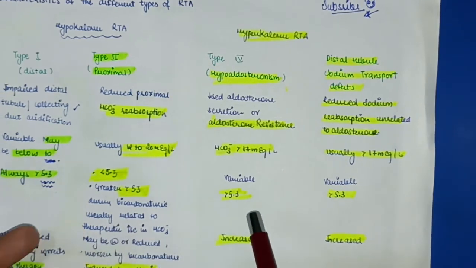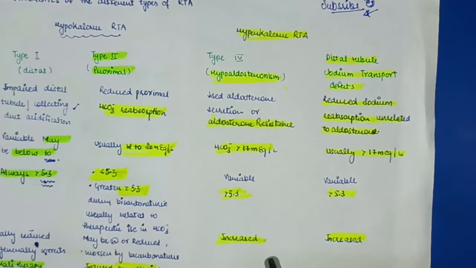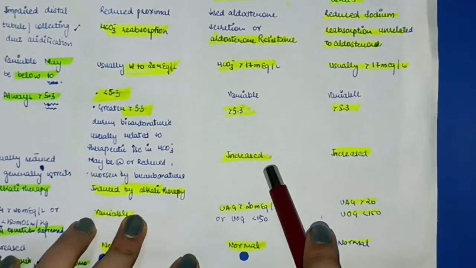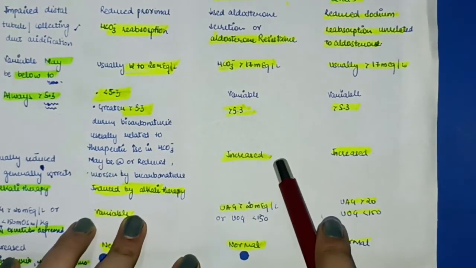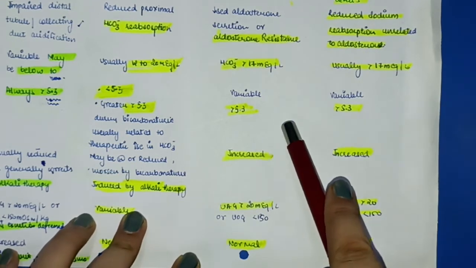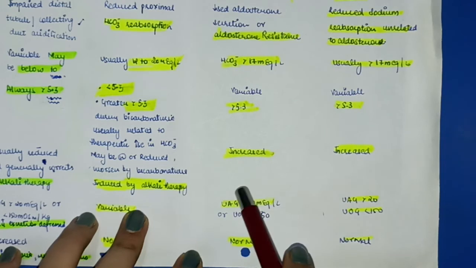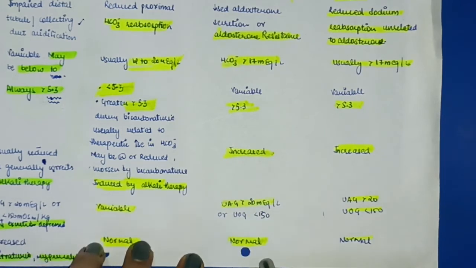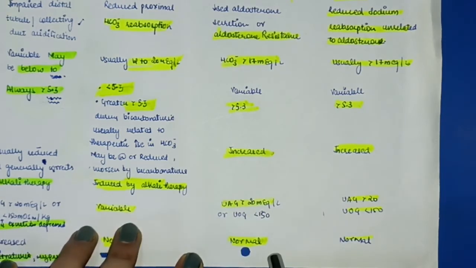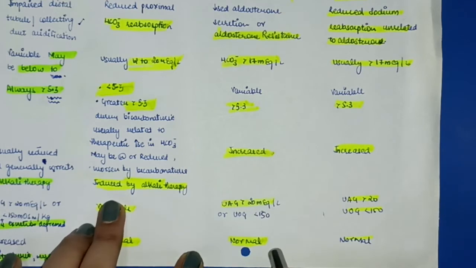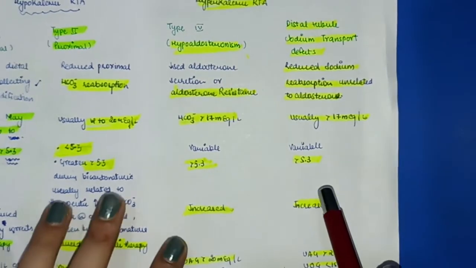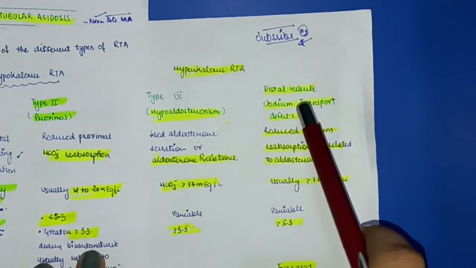Urinary pH is usually variable, but it is always more than 5.3. Plasma potassium, like we have already discussed, is increased. There will be hyperkalemia in case of type 4 RTA. Urinary anion gap will be more than 20, and urinary calcium to creatinine ratio is normal, as there is no increase in calcium excretion in type 4 RTA.